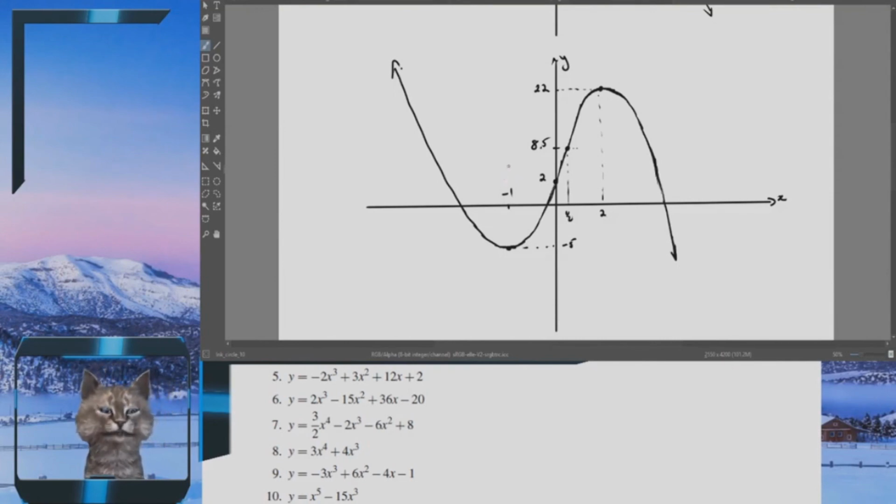So that is our first type of function, a polynomial, going through all the steps from start to finish.